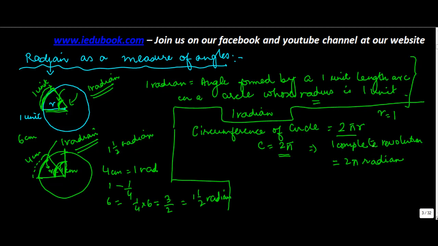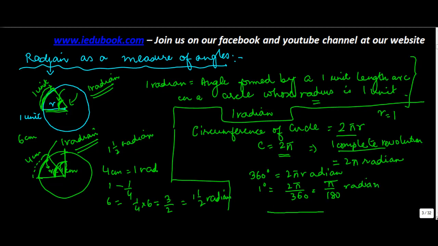Okay? But what you also know is that 2 pi radian, or one complete revolution, is equal to 360 degree. 360 degree is equal to 2 pi radian, which gives us that 1 degree is equal to 2 pi upon 360, which is equal to pi upon 180 radian. So this is an important derivation that we have here, that 1 degree is equal to pi upon 180 radian.